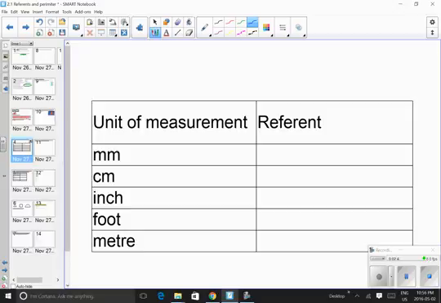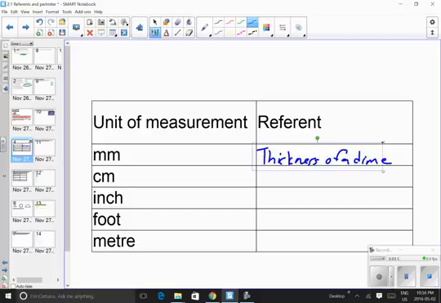So this is a chart we're going to use for referents. I'm going to give you some examples, and I want you to come up with one of your own for each of these measurements. So a millimeter, that's really, really little. That is about how thick a dime is. So the thickness of a dime. Not the full distance across, but how thick it is if it was on edge.